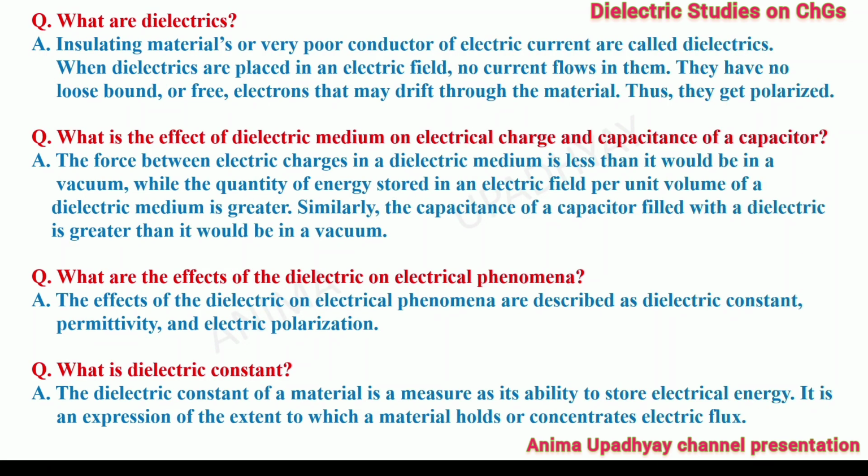What are dielectrics? Insulating materials or very poor conductors of electric current are called dielectrics. When dielectrics are placed in an electric field, no current flows in them. They have no loosely bound or free electrons that may drift through the material. Thus, they get polarized.